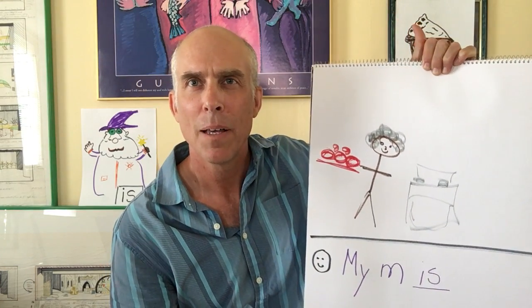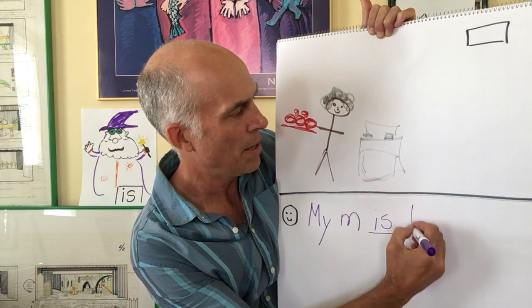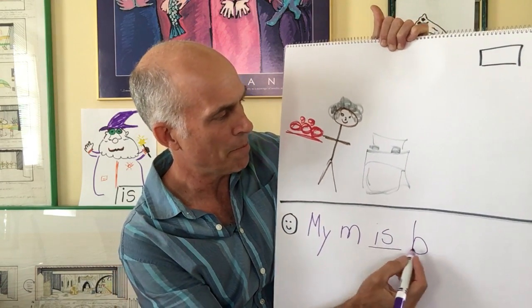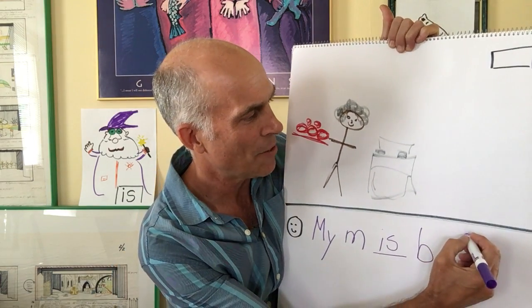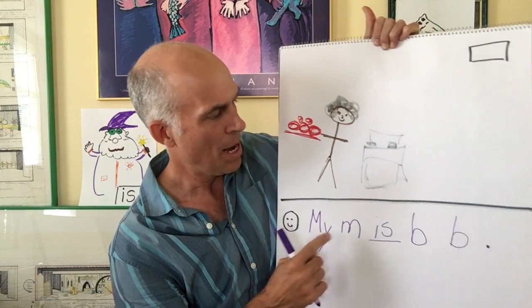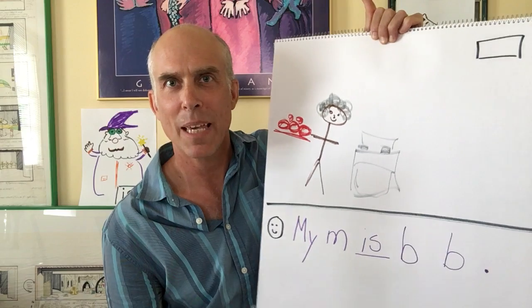baking. B for bear. Yes, B for bear. B for baking. There's my B. My mom is baking biscuits. I hear that again. So I'm going to write another B there for biscuits. And my period goes at the end. My mom is baking biscuits.